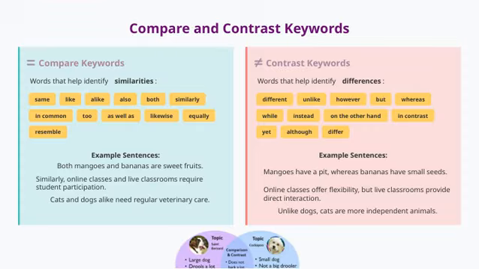In summary, these keywords are powerful tools in our language. They help us clearly communicate whether two ideas are similar or different, which is vital for making our comparisons clear and meaningful. This understanding ties into the overall theme of effective communication and critical thinking.